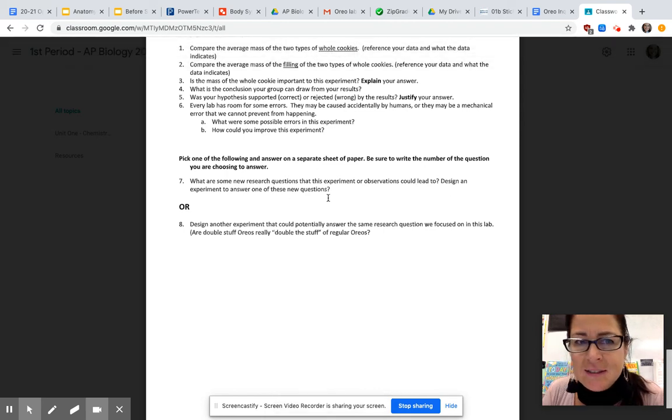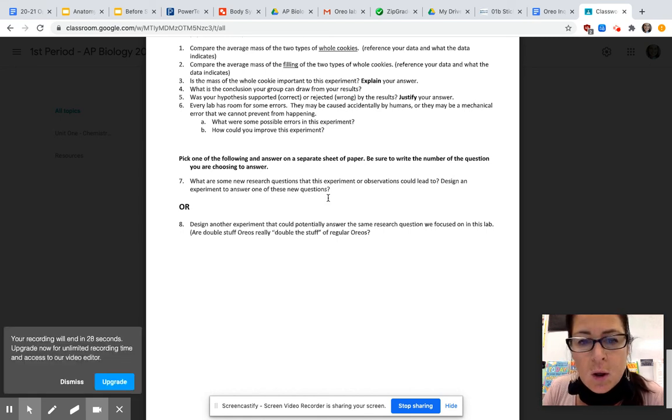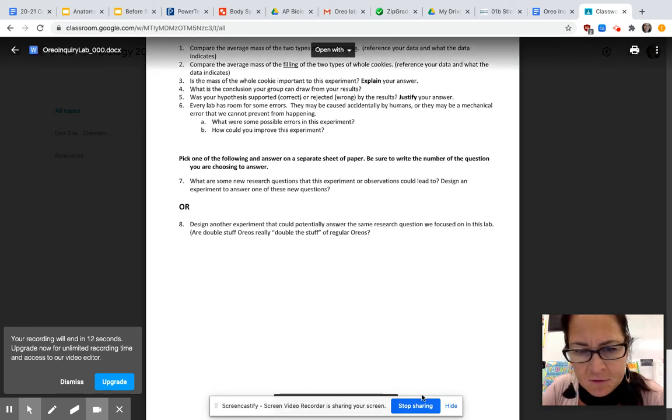I'm not expecting a 7-page write-up. I'm not expecting a 1-page write-up, but what would be some other questions that came from it? And then briefly tell me how you would test it. I don't mean write out step by step every little thing you would do, but give me the general idea. So for example, our research question we did is we wanted to know whether double stuffed Oreos had double the filling of regular. And so what we did is we weighed the amount of filling in regular Oreos, and then we weighed the amount of filling in double stuff, and we compared it. So that's what we're talking about, but you would come up with a different question. Hopefully this helps you a little bit.